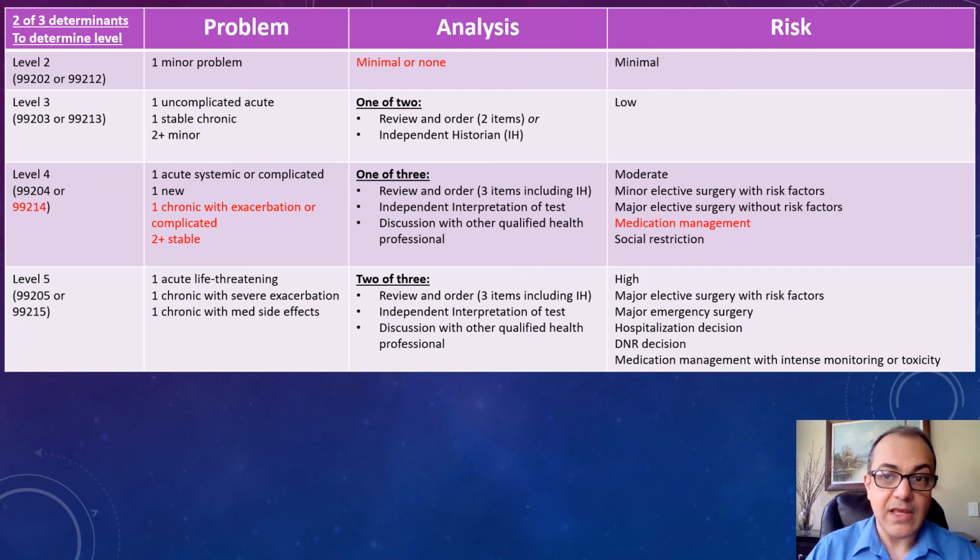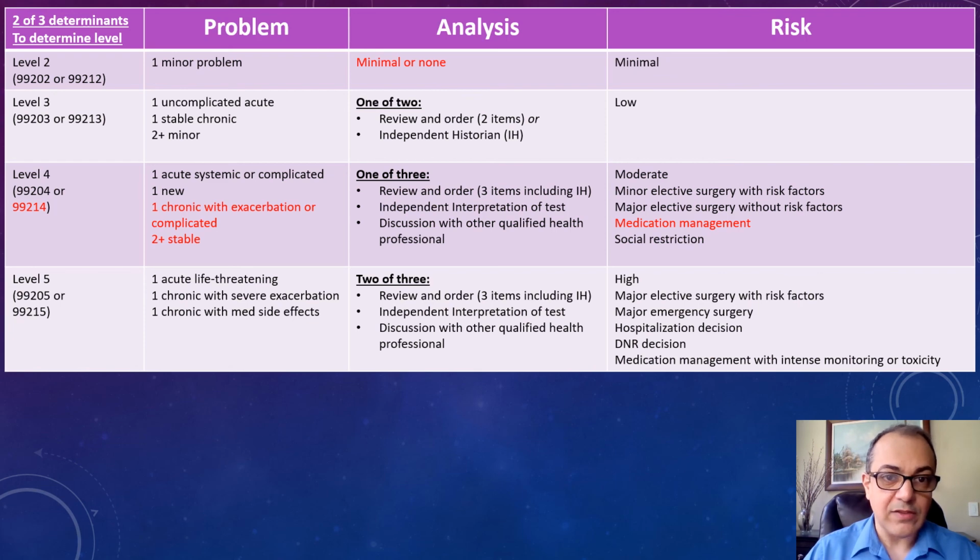Let's say that he also did this medication management with the administration of corticosteroid injection, with the discussion with the patient about acetaminophen versus ibuprofen. That is medication management. That is level 4 of the visit. And therefore, because he meets 2 of the 3 criteria for level 4, he gets a level 4 established visit. This is 99214.